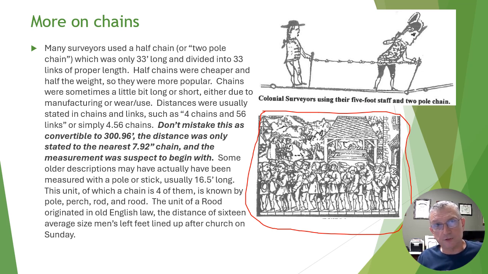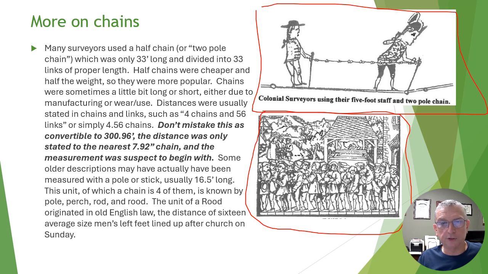Because a 66-foot chain is kind of long, kind of heavy, kind of expensive, and money was tight, most surveyors used a 2-pole chain. It was 2 poles long, or 33 feet as we know now. And here is a diagram from Milton Denny's book of 2 colonial surveyors using a 2-pole chain, which actually is a lot shorter in this diagram. It's probably not to scale, and a 5-foot staff.